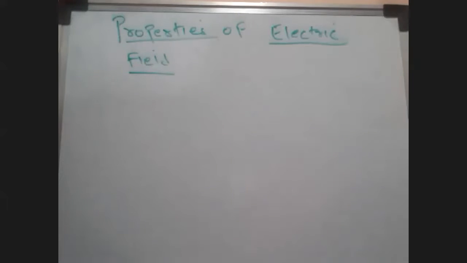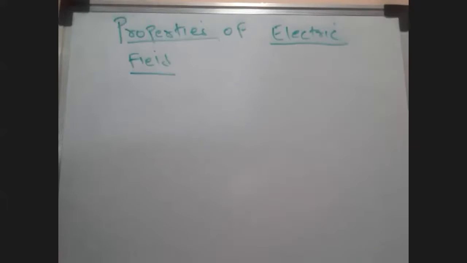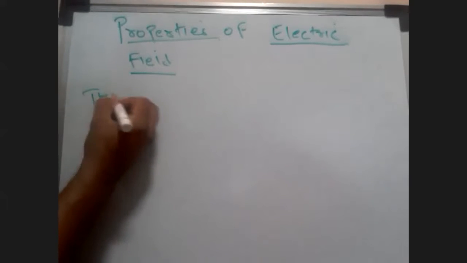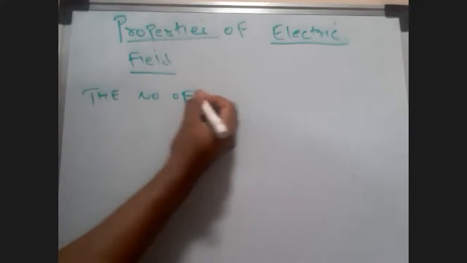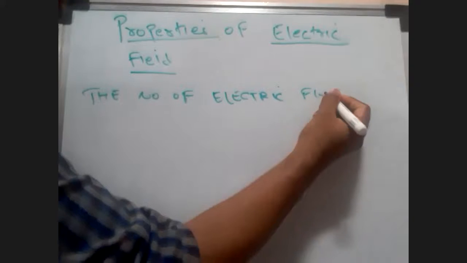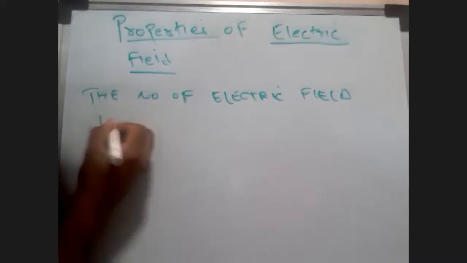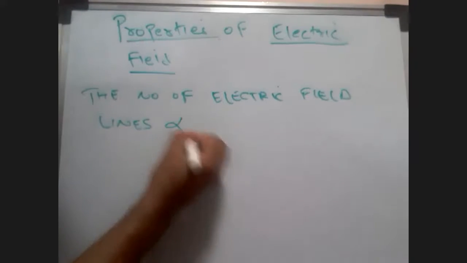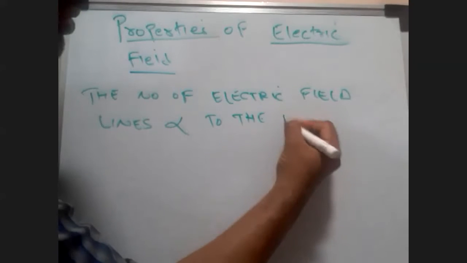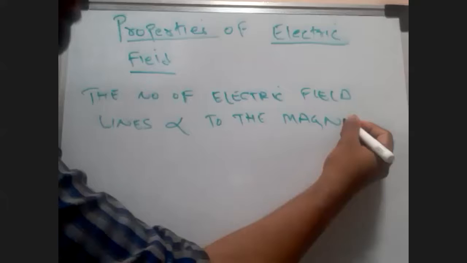Next, the number of electric field lines is directly proportional to the magnitude of charge. Now listen to me. The number of electric field lines is directly proportional to the magnitude. Magnitude of what?